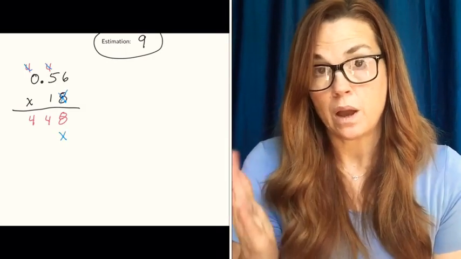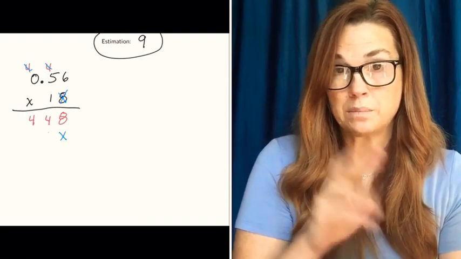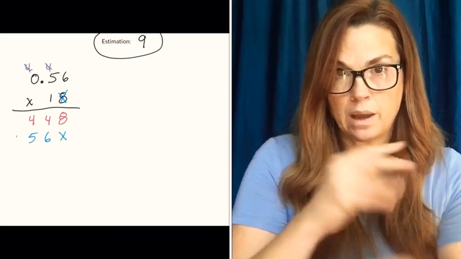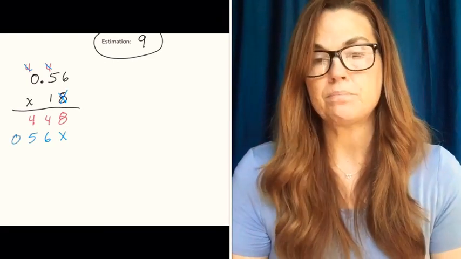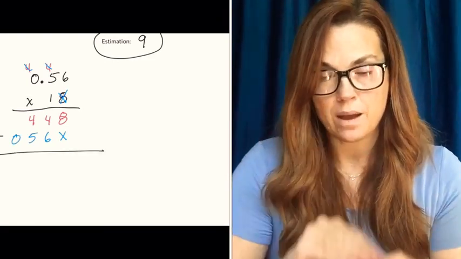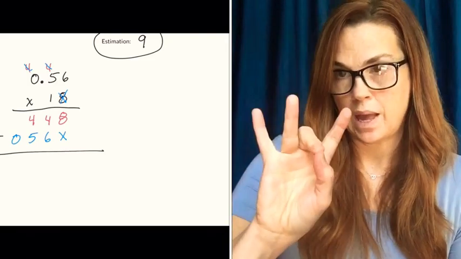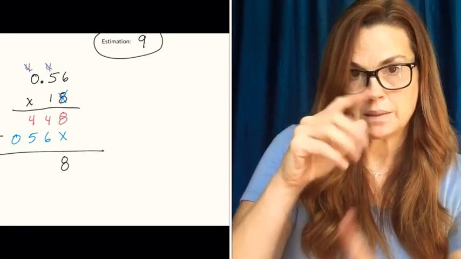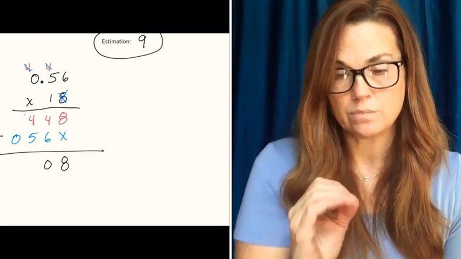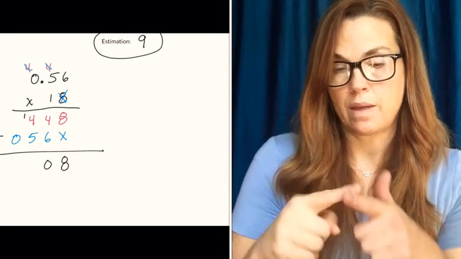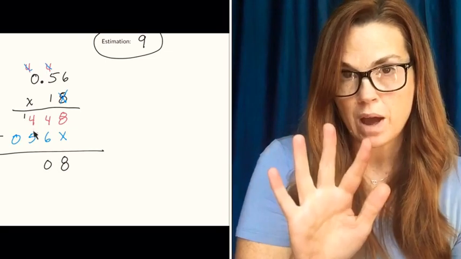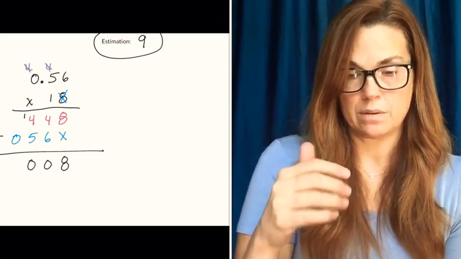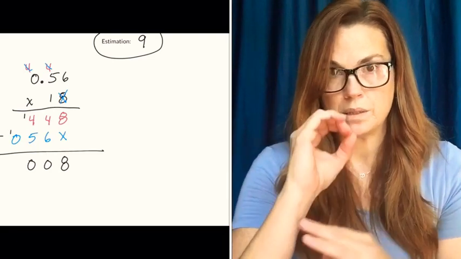And then I multiply my 1 now. So 1 times 6 is 6. 1 times 5 is 5. And then 1 times 0 is 0. Then I need to add these numbers up. Okay, so I'm going to do 8 plus 0 is 8. 6 plus 4 is 10. So I'm going to carry the 1. And then 4 plus 1 is 5. 5 plus 5 is 10. So I carry the 1, and then 1 plus 0 is 1.